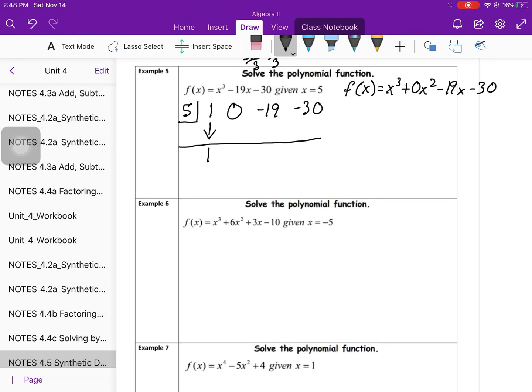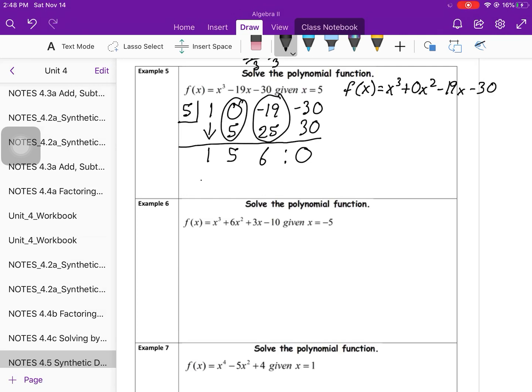So we bring down the 1. 5 times 1 is 5. 0 plus 5 is 5. 5 times 5 is 25. Add these two, we get 6. And then 5 times 6 is positive 30. So we did this correctly because we ended up with 0 as the remainder.